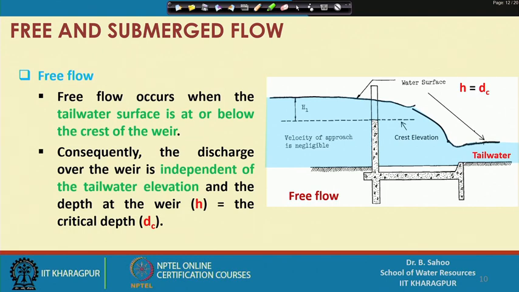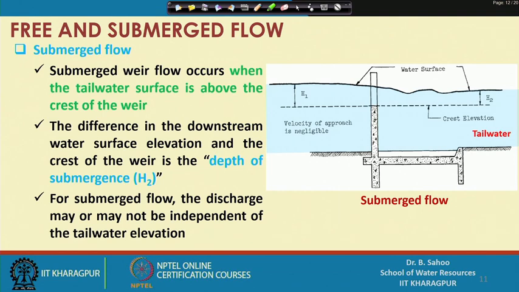Free flow occurs when the tail water surface is at or below the crest of the weir. Consequently, the discharge over the weir is independent of the tail water elevation and the depth at the weir, and in this case the depth of flow is generally calculated as the critical depth of flowing water. So, that is H equal to DC.